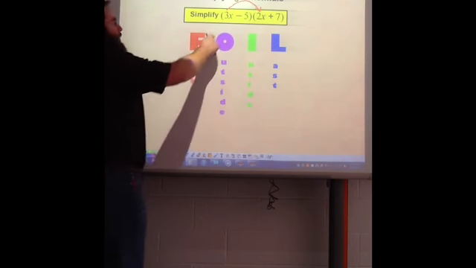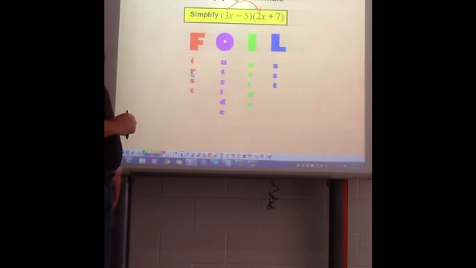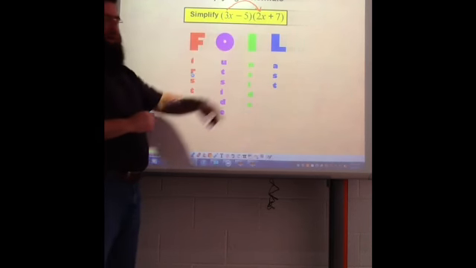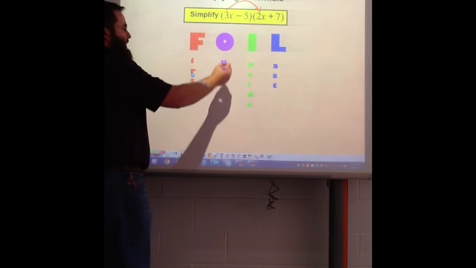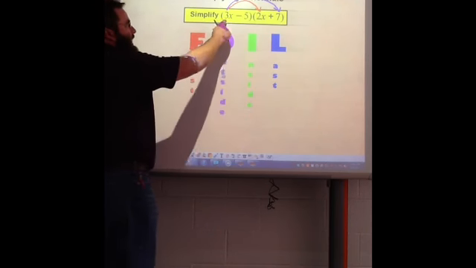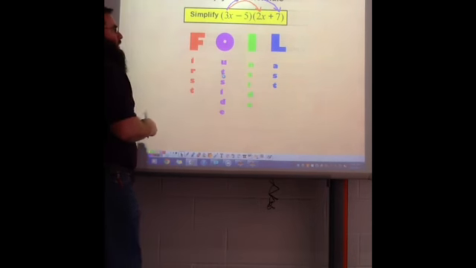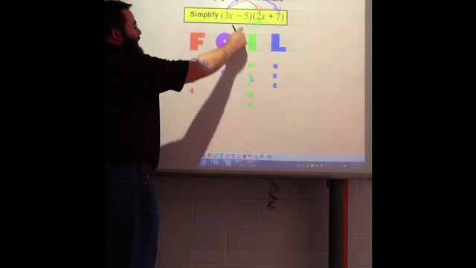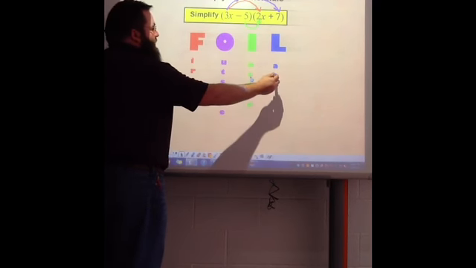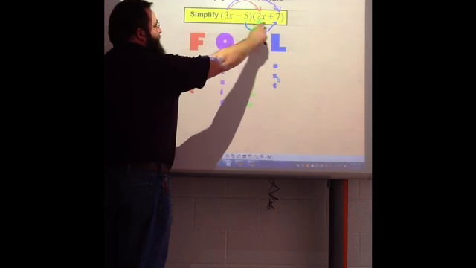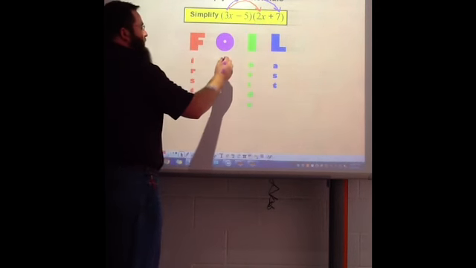Okay? The first refers to the first two terms in both binomials, 3x and 2x. We're going to multiply those two together. The outside would refer to the outside terms, the 3x and the 7. The inside terms would be the negative 5 and the 2x. And the last terms would be the negative 5 and the positive 7. So we would multiply all those together.